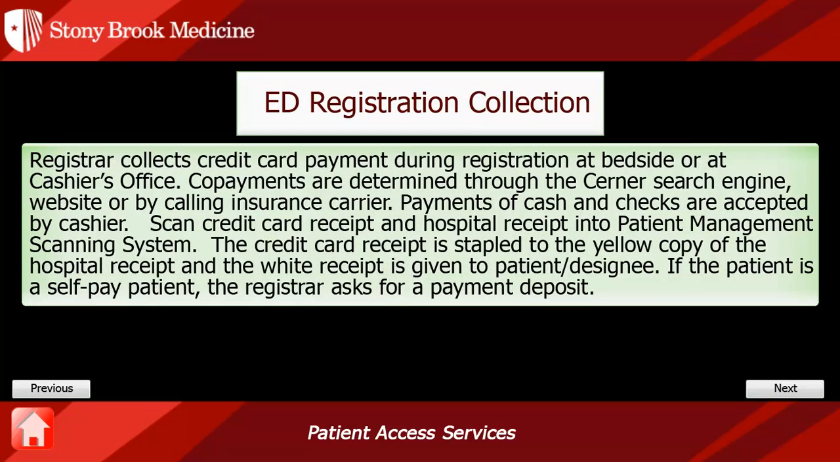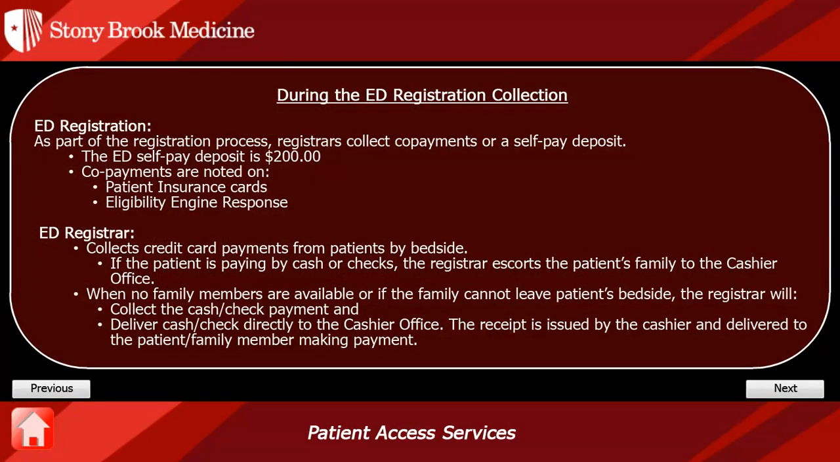ED registration collection. The registrar collects credit card payment during registration at bedside or at the cashier's office. Co-payments are determined through the Cerner search engine, website, or by calling the insurance carrier. Payments of cash and checks are accepted by the cashier. Scan the credit card receipt and hospital receipt into the patient management scanning system. The credit card receipt is stapled to the yellow copy of the hospital receipt, and the white receipt is given to the patient or designee. If the patient is a self-pay patient, the registrar asks for a payment deposit during the ED registration collection.